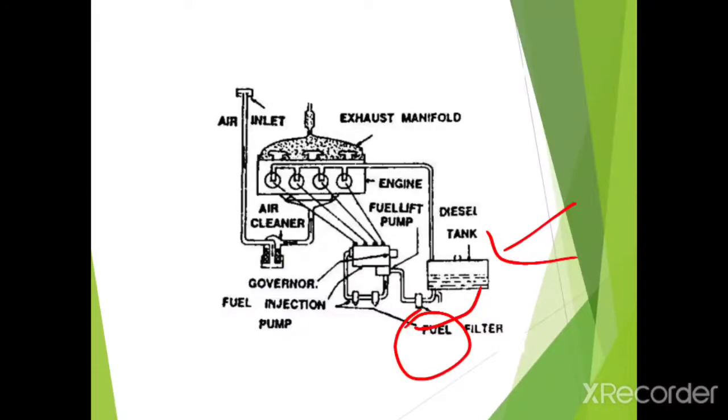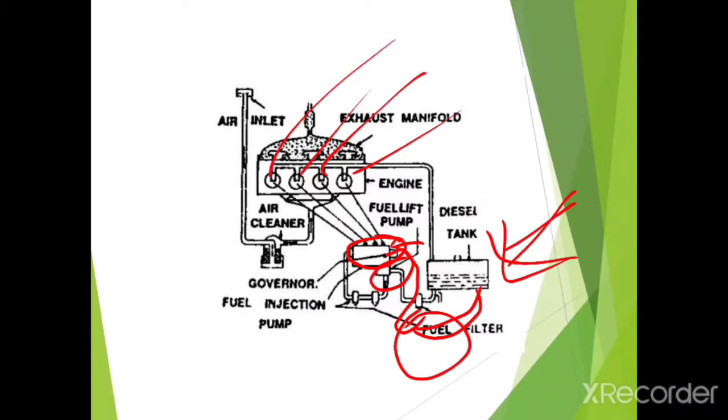This is the fuel supply system in an engine. This is the diesel tank. From this, fuel is transferred to the fuel filter, where the dirt particles are removed from the fuel. Then it is transferred to the fuel injection pump through this fuel lift pump. After that, the fuel is transferred to the different cylinders via high pressure fuel injection pipes through the fuel injectors.